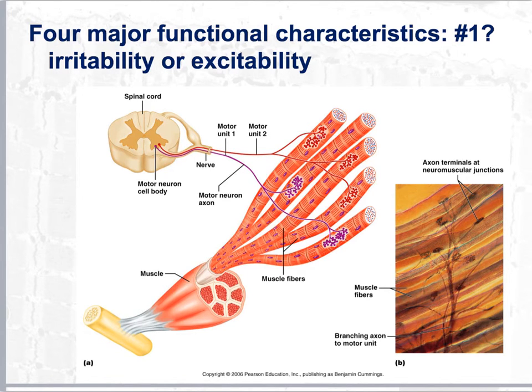So, functional characteristics. These are things that muscle cells have in common in order that they can do those four functions on the previous slide. So, characteristic number 1 is that muscle cells are irritable, or they have excitability, which means they can respond to a stimulus.